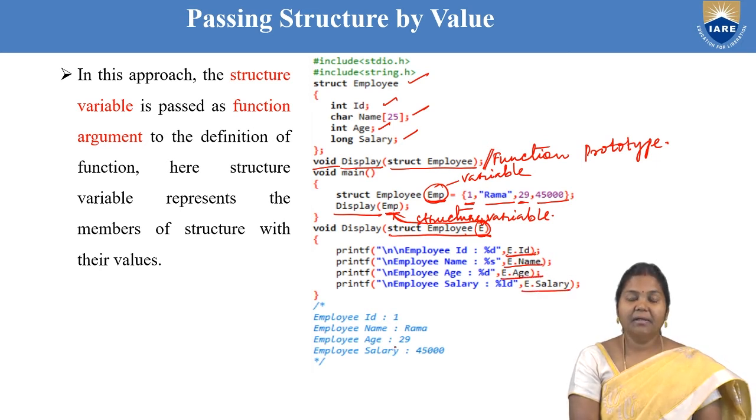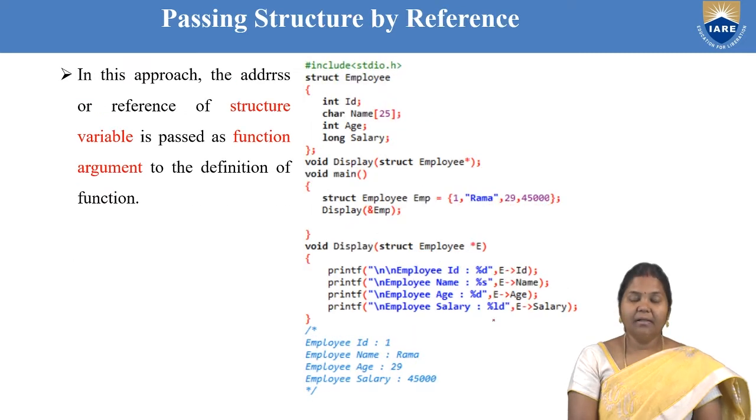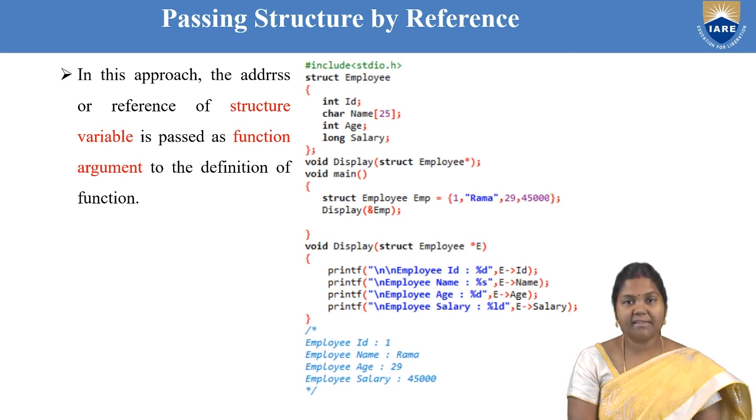So with this way you can print using the dot operator. You can access all the members and print their details. This is called passing a structure by value. Now let us understand how to pass a structure by reference or by its address.